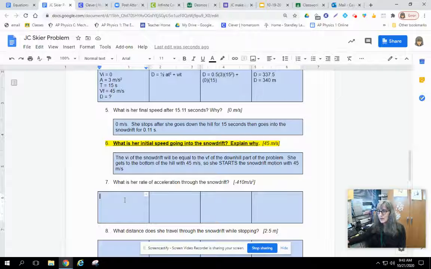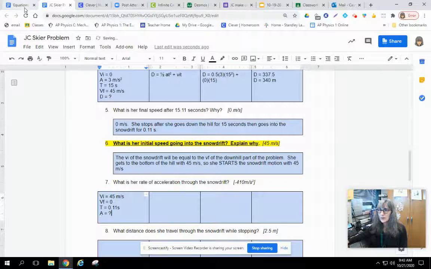So now let's figure out the rate of acceleration through the snowdrift. This is the money question. So our VI is equal to 45 meters per second for this part. Our VF is equal to 0. The time in the snowdrift is 0.11 seconds. We are looking for the acceleration rate.